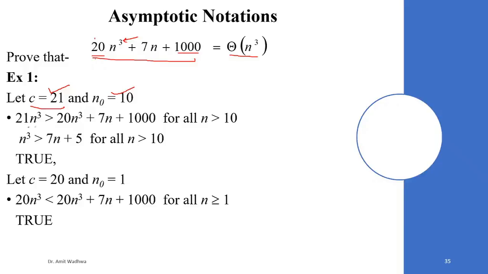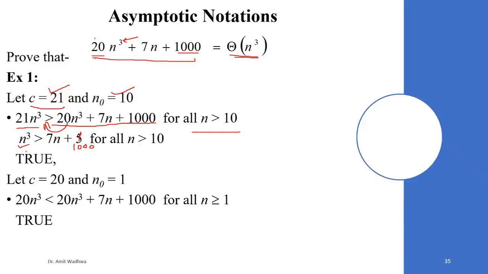So based on this, suppose we are able to perform this operation, 21 n cube, that is this side, is greater than 21 n cube plus 7n plus 1000 for all values of n greater than 10. If we take 20 n cube on this side, it will give us n cube, and the other side will have 7n plus, not 5, this should be 1000. So it will give us 7n plus 1000 as the value on the right hand side for all values of n greater than 10.